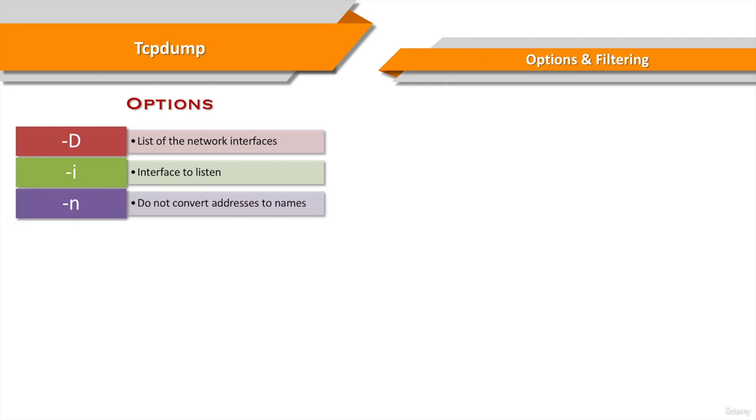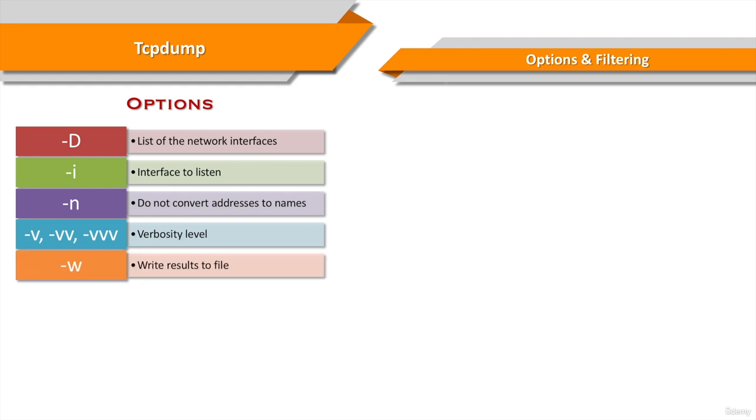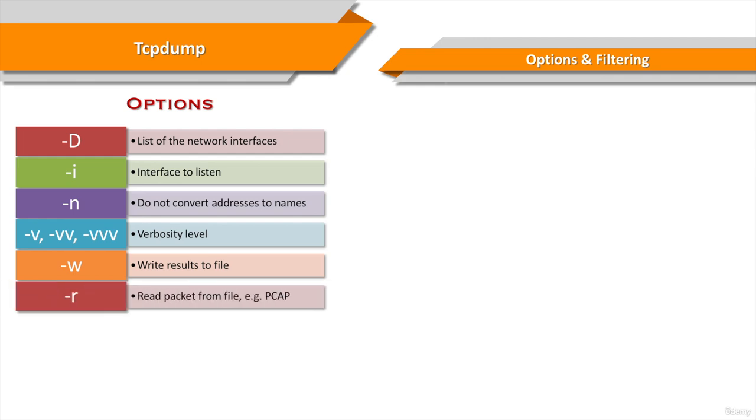-n means do not convert addresses, that is, host addresses, port numbers, etc., to names. -v produces verbose output when parsing and printing. The more v's, the more details. -w writes the raw packets to the specified file rather than parsing and printing them out. -r reads packets from a file which was created with the -w option or by other tools that write PCAP or PCAPNG files. -A prints each packet in ASCII, handy for capturing web pages.